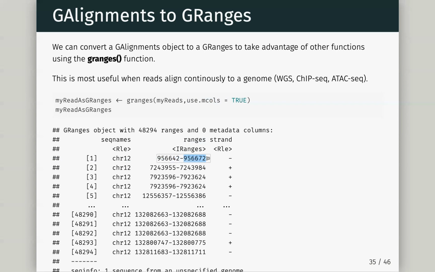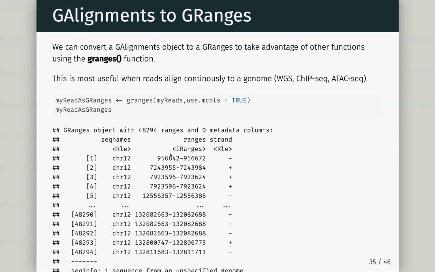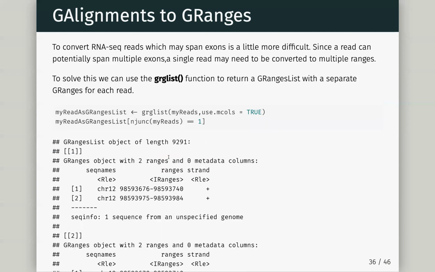We don't know anything about the mapping anymore. Did it skip? Did it have junctions? We know the string. For RNA-seq reads, we don't want to do that, right? Maybe we're not worried about deletions and insertions, but we want to capture the information associated with junctions. So we can do that with the grglist function.